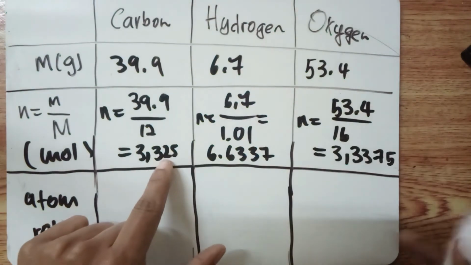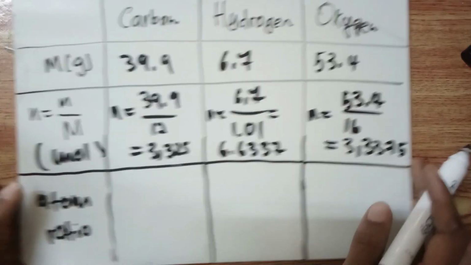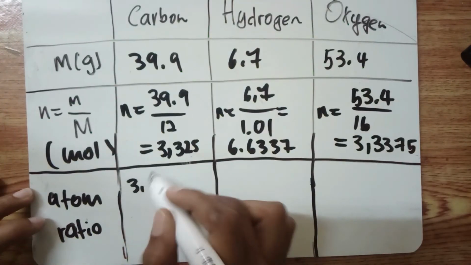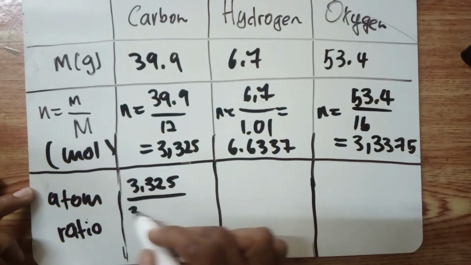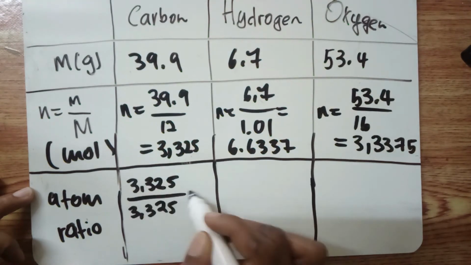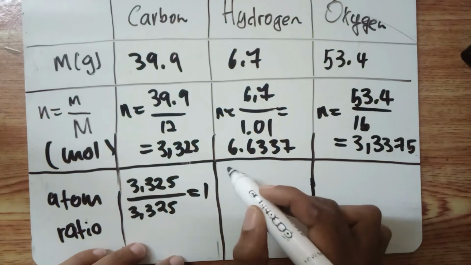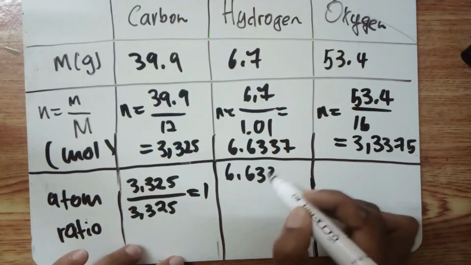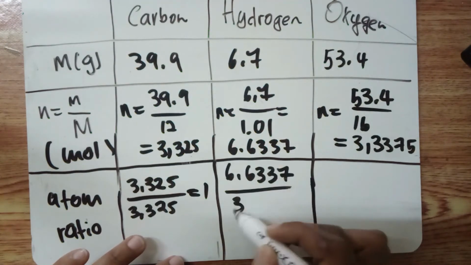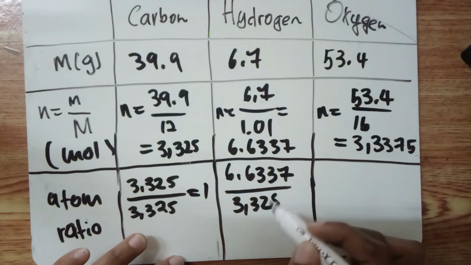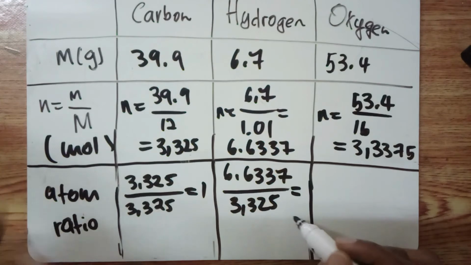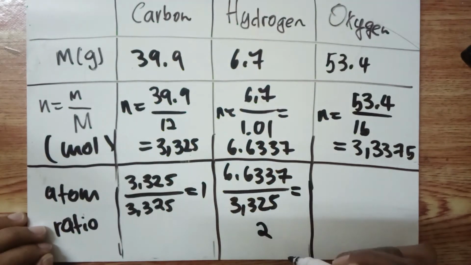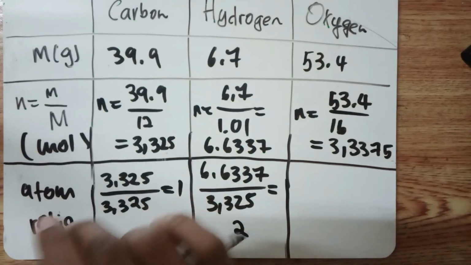So the smallest is 3.325. So meaning we'll have 3.325 divided by 3.325, which will give us 1. And then 6.6337 divided by 3.325 is going to give us, if you round it off, more or less 2, right? You round it off to the nearest whole number.